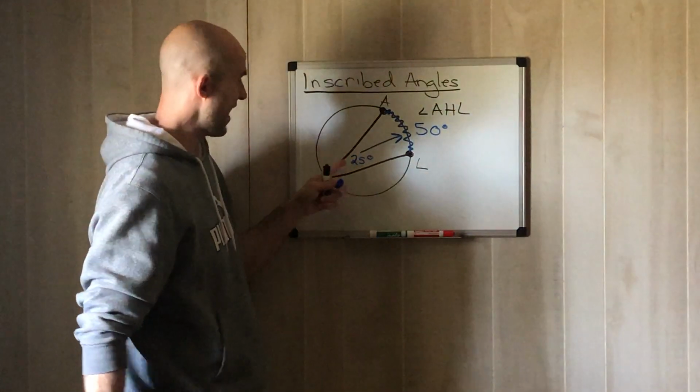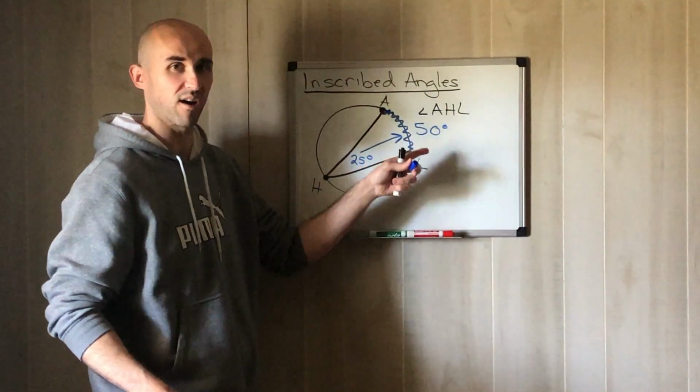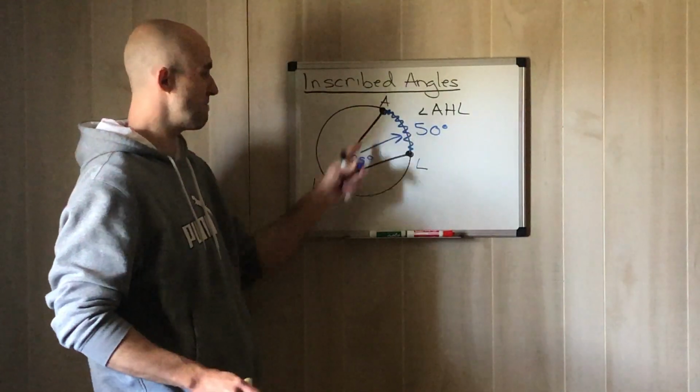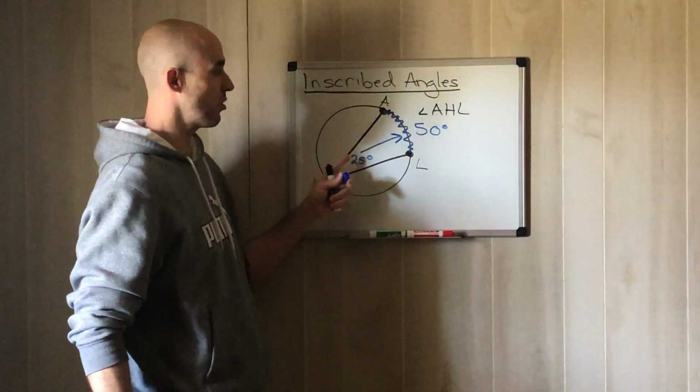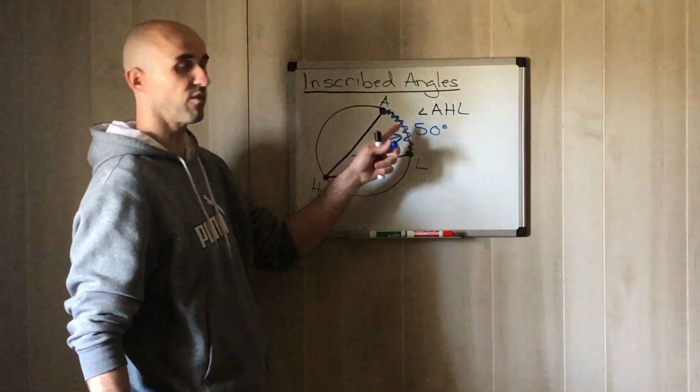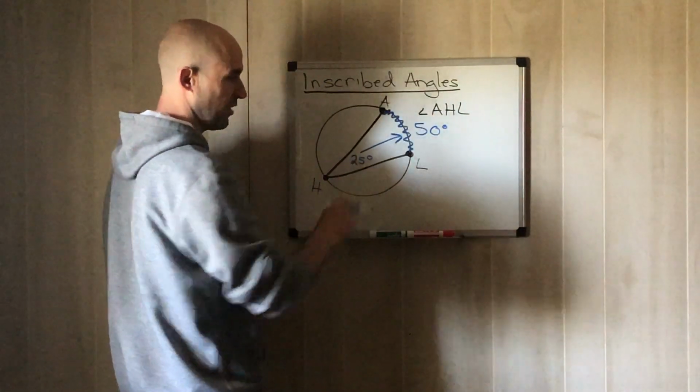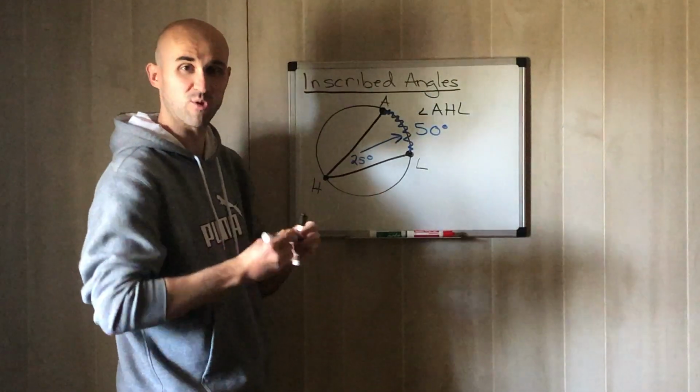So always remember, the angle is always smaller than the arc. The arc is always bigger than the angle, and the angle is always going to be 2 times smaller than the arc. Always just remember that. It's always going to be double the angle. And that's what an inscribed angle is.